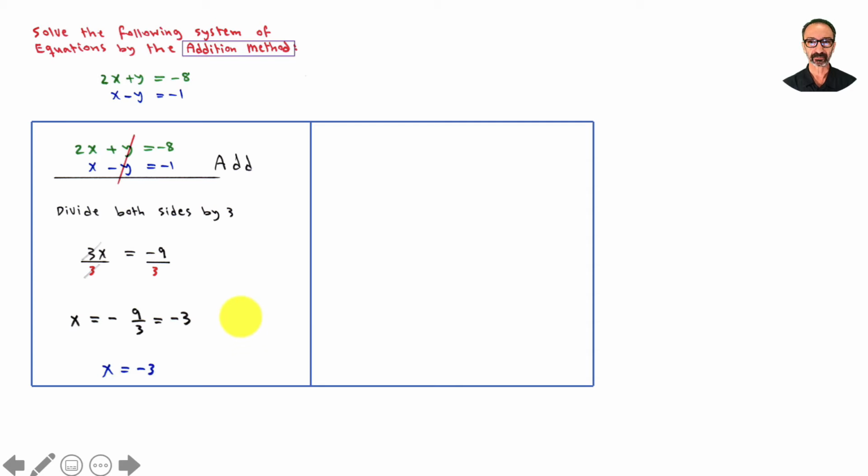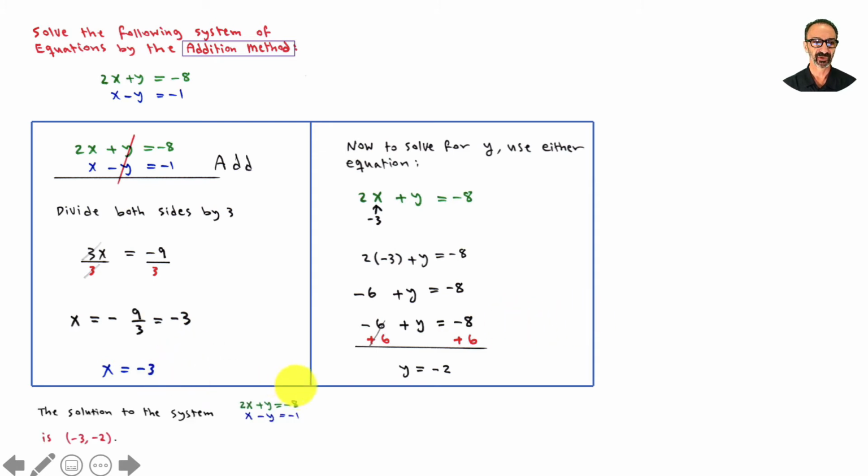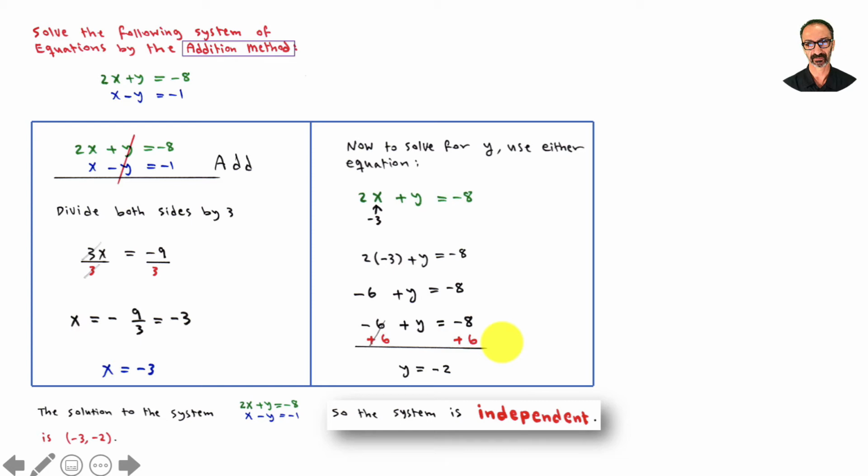Now, let's solve for y. We could use either one. I'll use the first one this time. Plug in negative 3 for x. And this is how we do it. Simplify: 2 times negative 3 is negative 6. To solve for y, I'm going to add 6 to both sides. Now I get y equals negative 2, just as expected. I'm repeating myself again. The solution to the system is negative 3, negative 2, and we call the system independent.